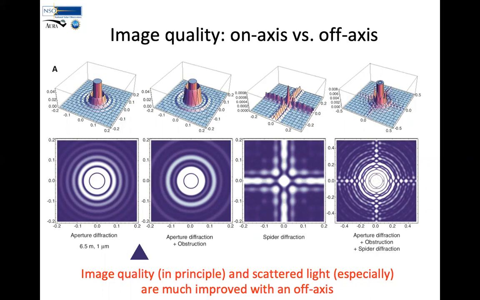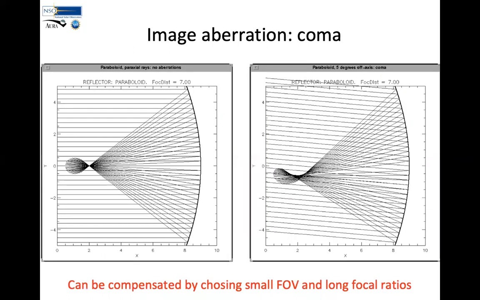It effectively reduces your spatial resolution because it introduces fringes of all sorts. So that's nice if you have an off-axis telescope. Of course, you have to pay somehow. The optical aberrations are larger, particularly the coma. It's one of the issues of the off-axis design, although you can mitigate that by choosing a small field of view and also the focal length later on.